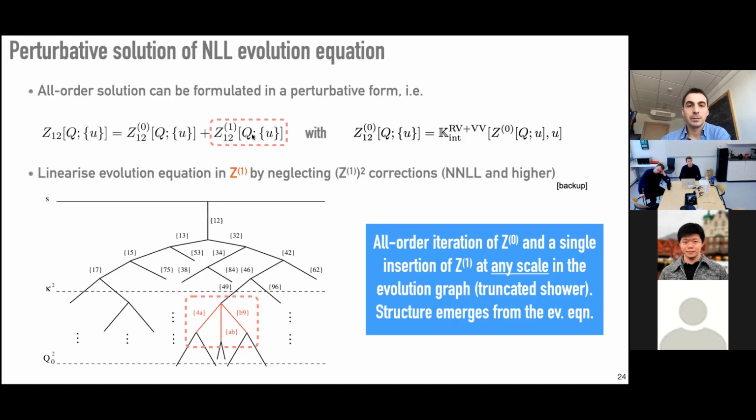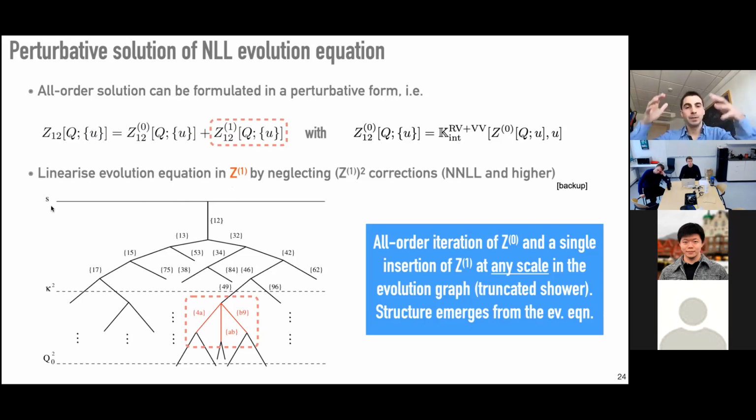Then I plug these two terms back into the original evolution equation, and I can neglect terms that are quadratic in Z1. That's because they are of next-to-leading log order or higher. That means that formally, in perturbation theory, I can throw them away, and I can then linearize the equation in Z1. And the picture that emerges is actually quite elegant and simple.